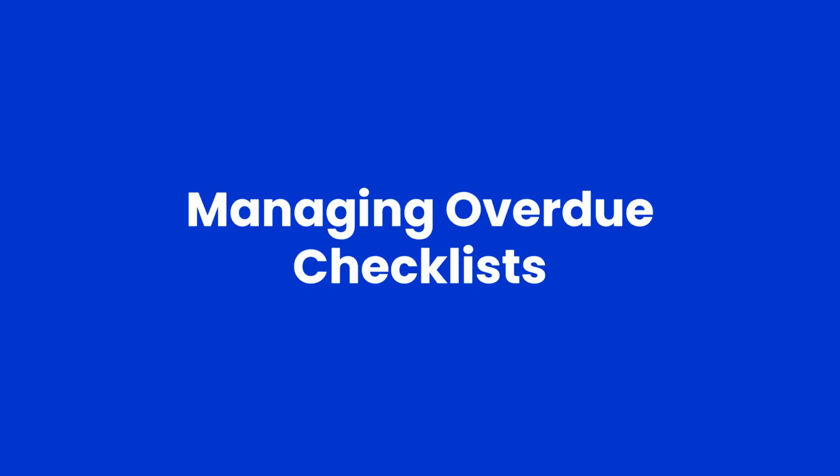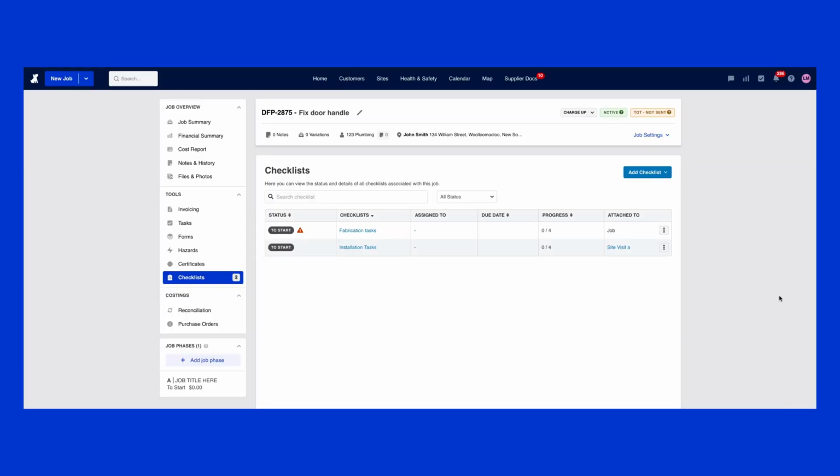Now, let's talk about overdue checklists or checklist items. Checklists or checklist items that aren't completed by their due date are marked as overdue and are indicated by a red exclamation mark icon. When the checklist or checklist item becomes overdue, a notification is sent to the staff member who is assigned to it. This helps keep your staff accountable for maintaining your business processes and high quality of service.